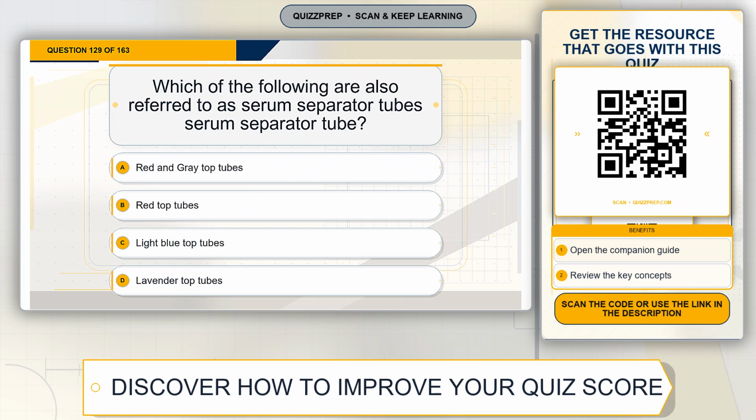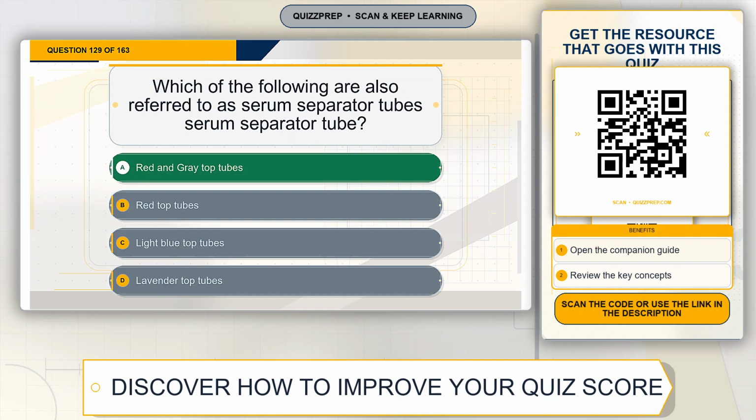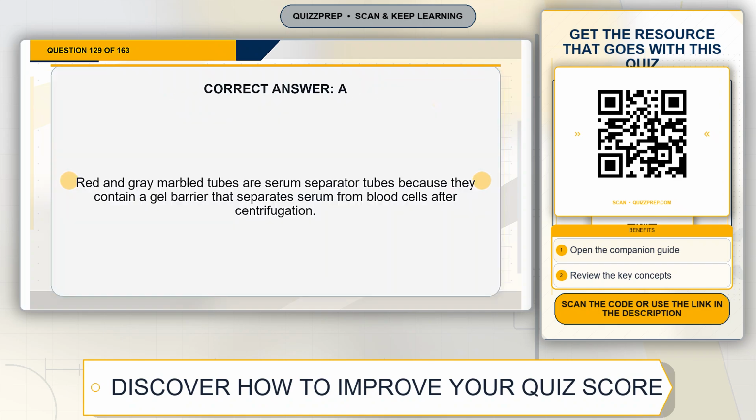Question 129. Which of the following are also referred to as serum separator tubes? Option A, red and gray top tubes. Option B, red top tubes. Option C, light blue top tubes. Option D, lavender top tubes. The correct answer is option A, red and gray top tubes. Explanation. Red and gray marbled tubes are serum separator tubes because they contain a gel barrier that separates serum from blood cells after centrifugation.